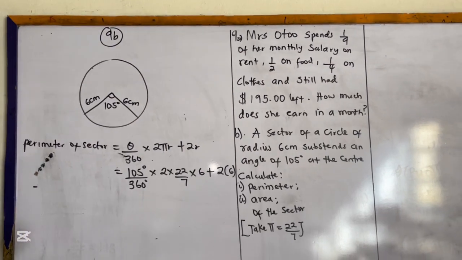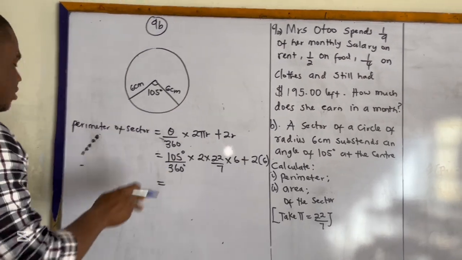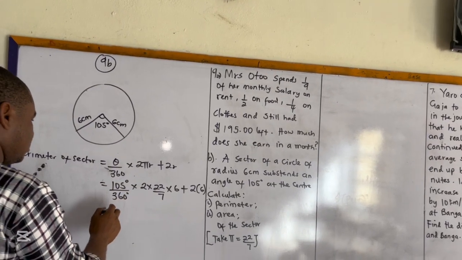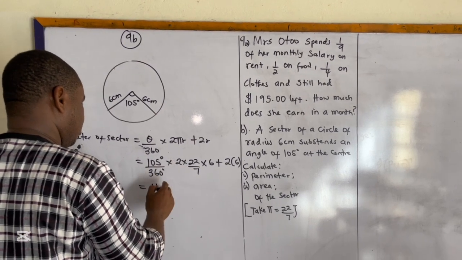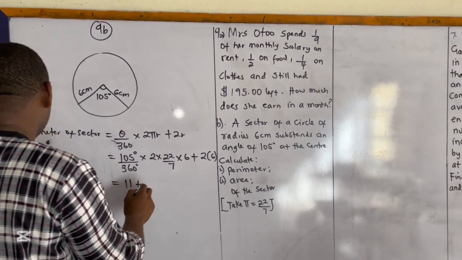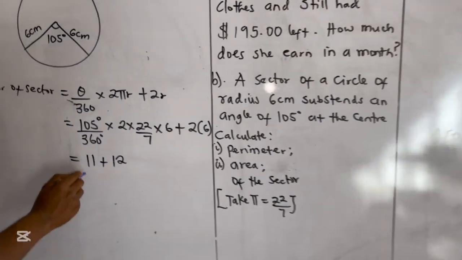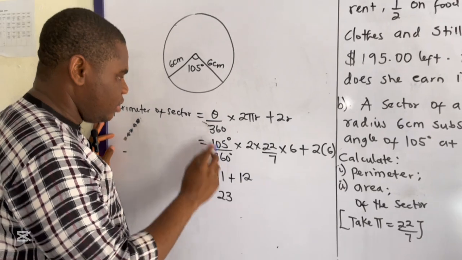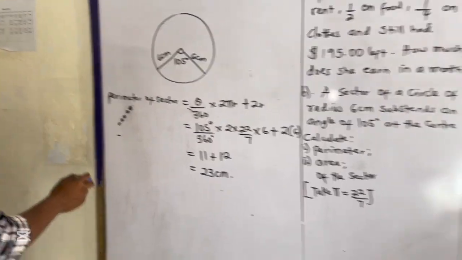So in this case now we have, permit me to use my calculator. Alright, so this will end up giving us 11, plus 2 times 6 will give us 12. Alright, so the perimeter will give us 12 plus 11, 23 centimeters.